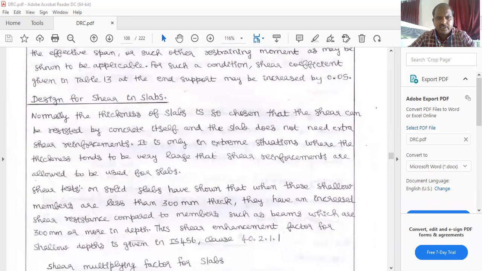Shear tests on solid slabs have shown that when these shallow members are less than 300 mm thick, they have increased shear resistance compared to members such as beams which are 300 mm or more in depth.